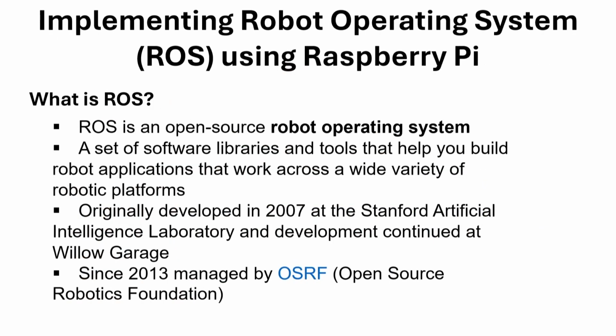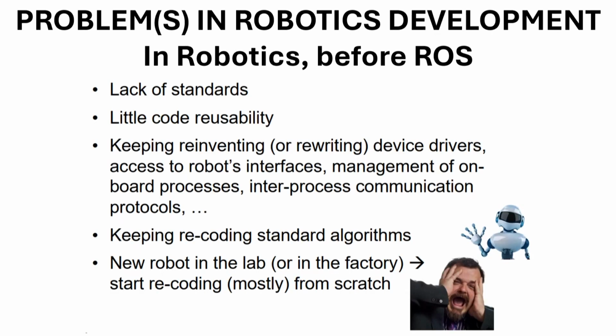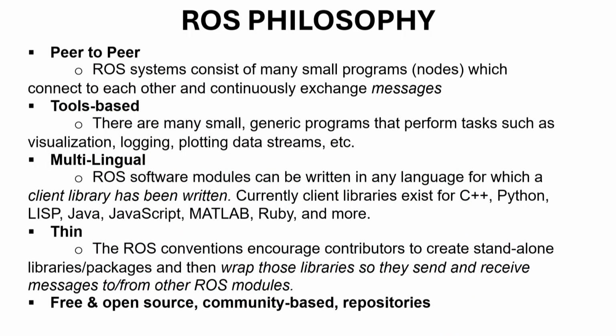Now, for applying this Raspberry Pi to robotic applications, you need to use ROS, or Robot Operating System, which has a set of software libraries. Originally it was developed in 2007 by the Stanford AI Lab, and then there is OSRF, the Open Source Robotics Foundation, from which you can get the ROS distributions. Before ROS there was a lack of standards and a lack of code reusability, etc. So, once we have ROS, we get much more standardized robotic systems.